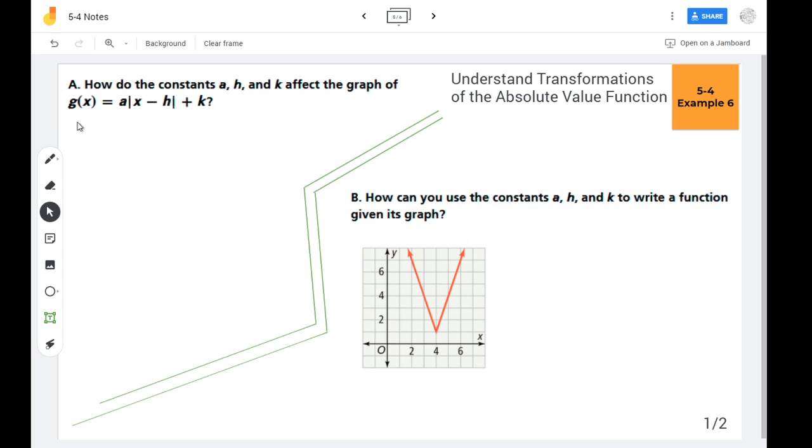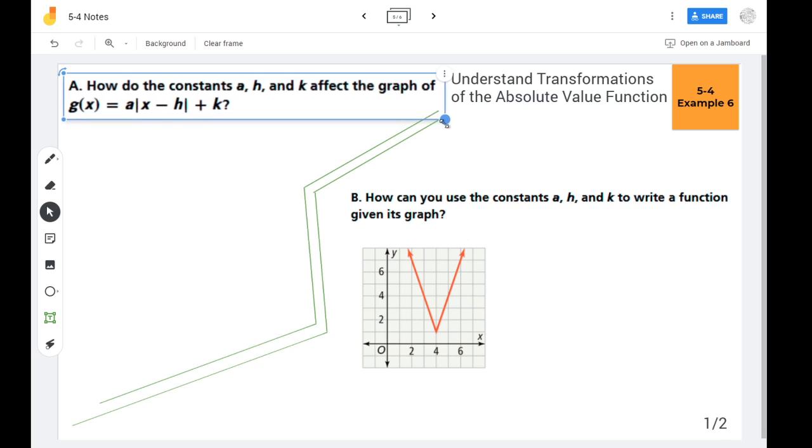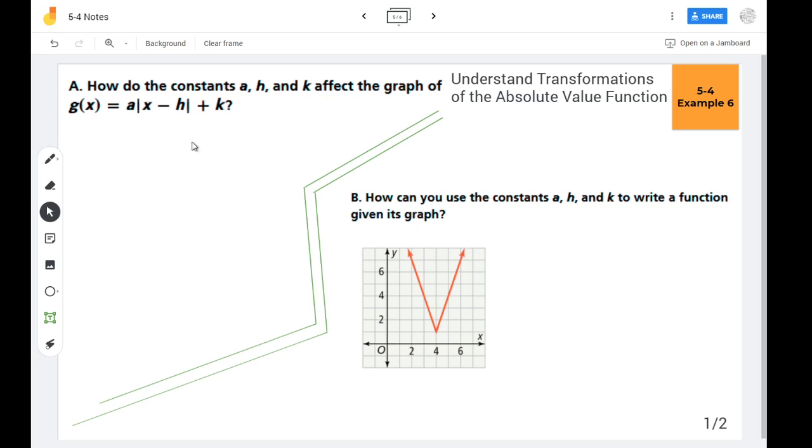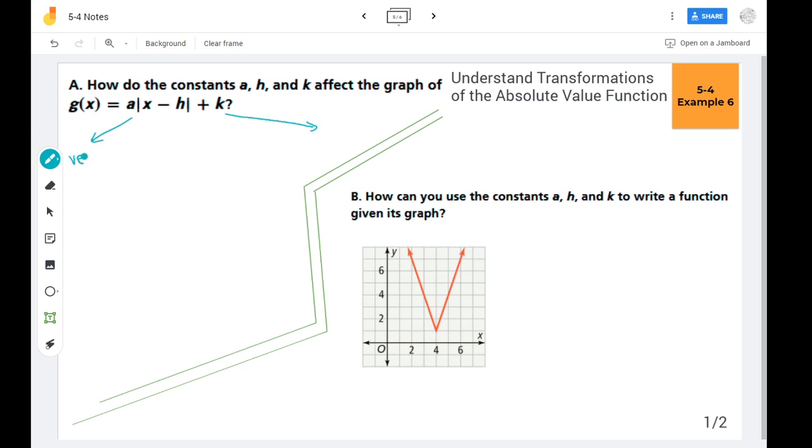So we are taking all of the transformations that we have learned so far and putting them in one single spot. So I just want to give you guys a couple of reminders. Anything that happens outside the grouping symbol, like you see with the A and the K here, is going to be a vertical change. Okay, that means that it's going to affect the y-axis. Anything inside the grouping symbol is going to be a horizontal change.